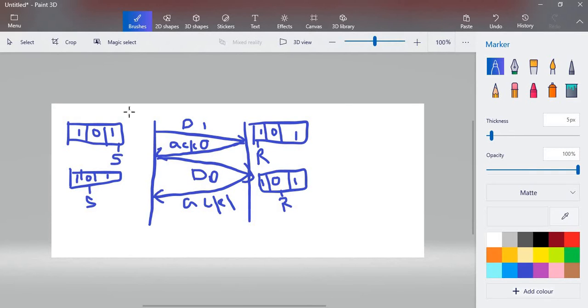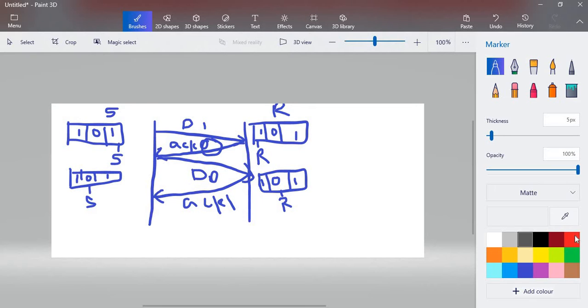S is equal to 1 on the sender side, and R is equal to 1 on the receiver side. Data 1, frame 1 is transmitted and we get acknowledgement 0. The number near the acknowledgement tells which frame is expected next by the receiver. So ACK 0 means the sender has to next send frame 0.